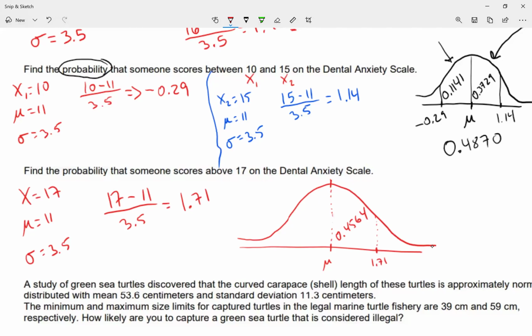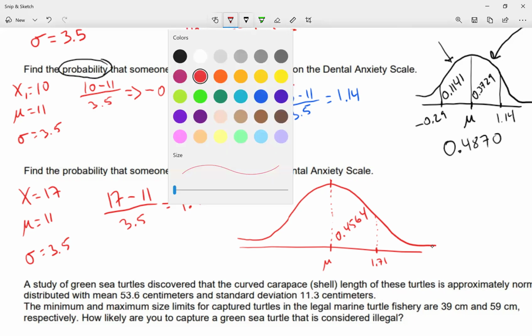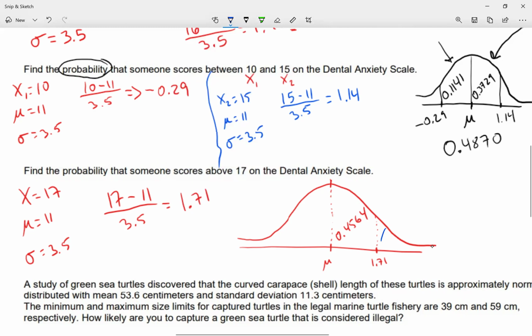Let me read the question. It says, find the probability that someone scores above. So I'm not really interested in just that area. Let me highlight in blue. I'm interested in this area. I'm like, okay. So one thing I can see is from the mu to the left. So all of this area on the left is 0.5. Again, I'm interested in this area.